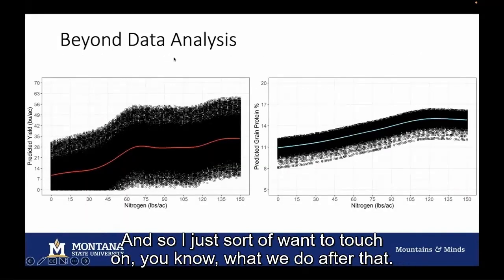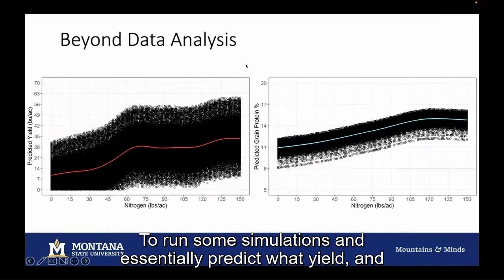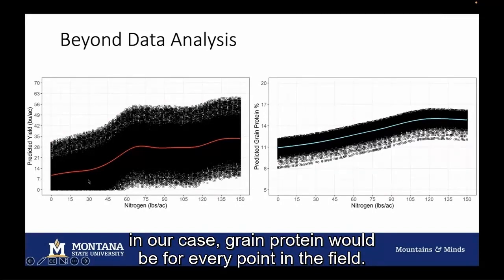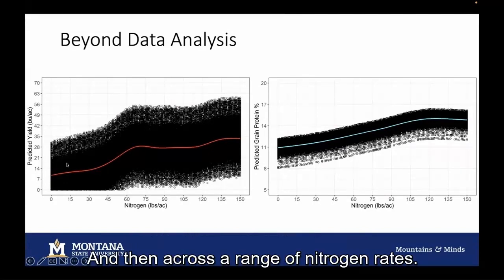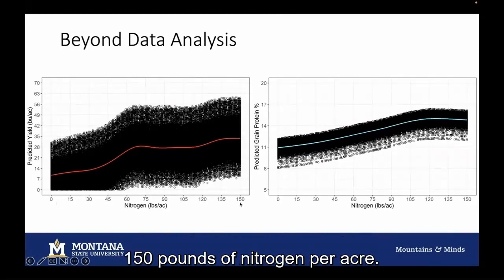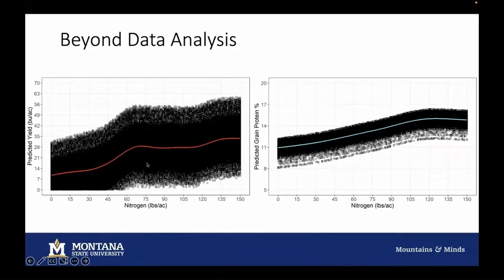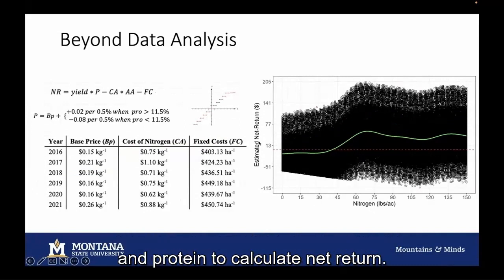And so I just want to touch on what we do after that. Once we have a model for a given field, we use those models to run some simulations and essentially predict what yield, and in our case, grain protein, would be for every point in the field. So that's where you get the scatter on these plots, and then across a range of nitrogen rates. So we simulated every point in the field if we applied 0 to 150 pounds of nitrogen per acre. And then we can draw curves through that and use our predicted yield and protein to calculate net return.